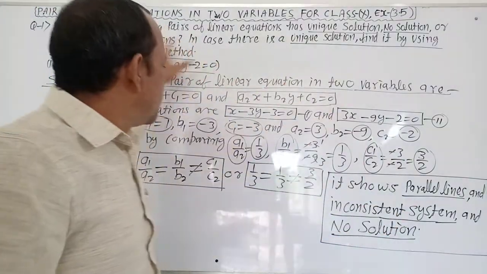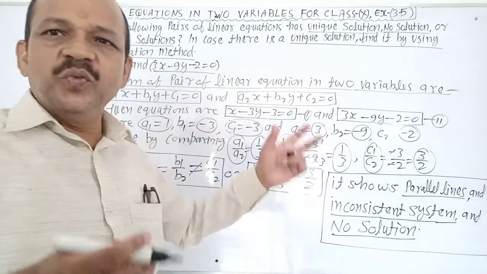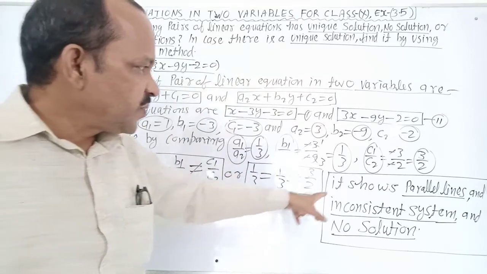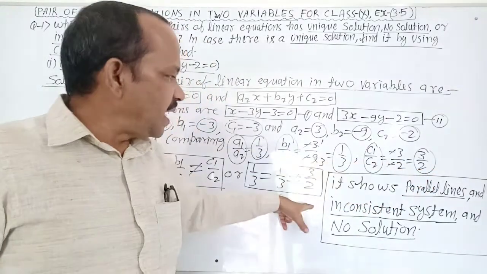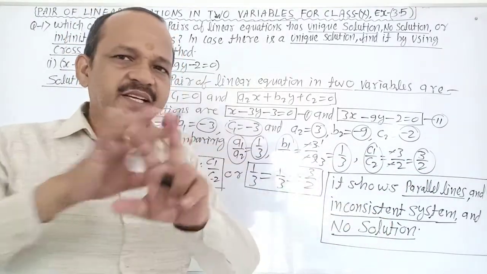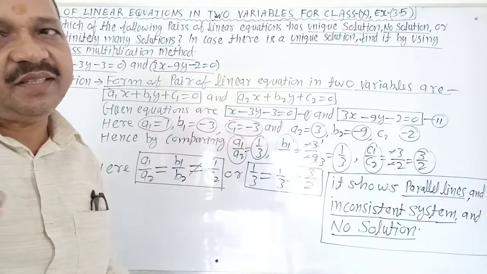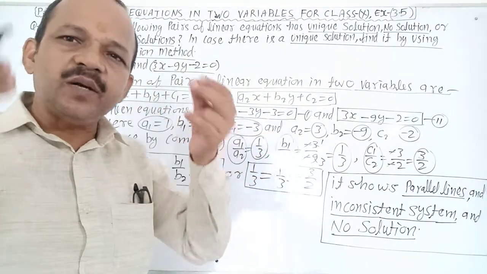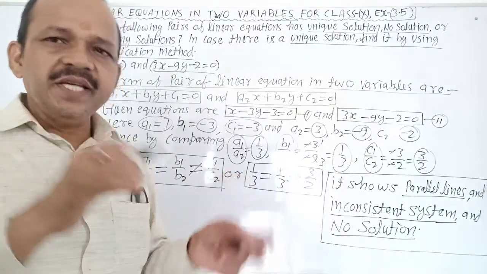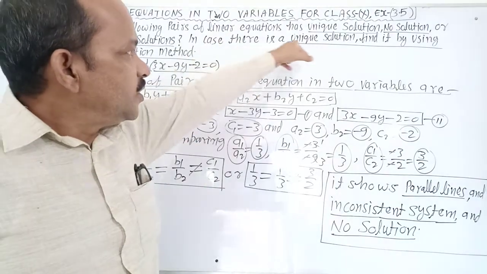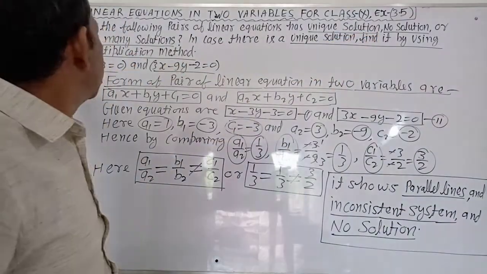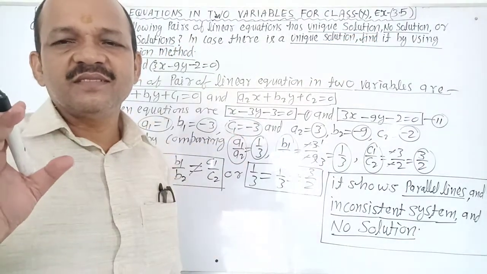You solve your question very easily and you find the given question shows parallel lines and inconsistent system and no solution. It is clear? No confusion about it? Very good. In this way you can solve any question very easily and you can decide whether the given equation shows unique solution, no solution, or infinitely many solutions.